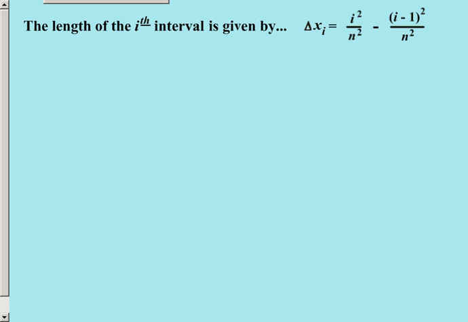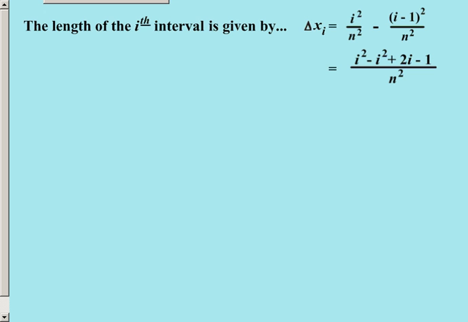I squared over n squared minus (I minus 1) squared over n squared. Now that's not as confusing as it looks. Basically what that is looking at is the difference between two consecutive right endpoints of a subinterval, one that ends at I and one that ends at 1 smaller than I. So not a big deal there. It's just the difference between the two endpoints of two consecutive subintervals.